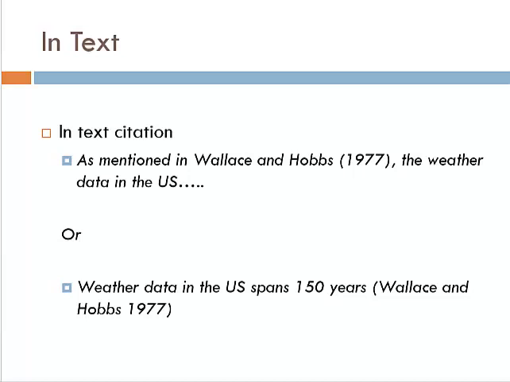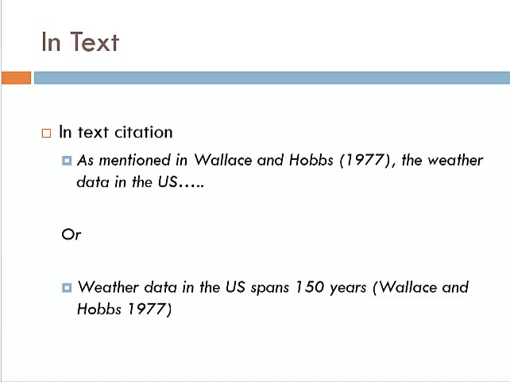And you would do it in this fashion. You may be writing a sentence this way: as mentioned in Wallace and Hobbs, and then you would put the year of the publication, 1977, the weather data in the US is blank. Or another way you can do it is shown as the second example. Weather data in the United States spans 150 years, and then in parentheses, writing Wallace and Hobbs, 1977. This is very similar to the way that APA does it, or other citation formats.